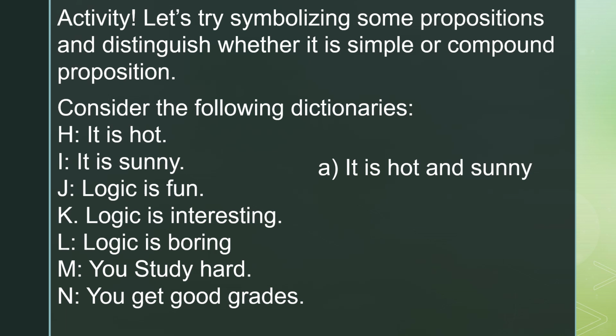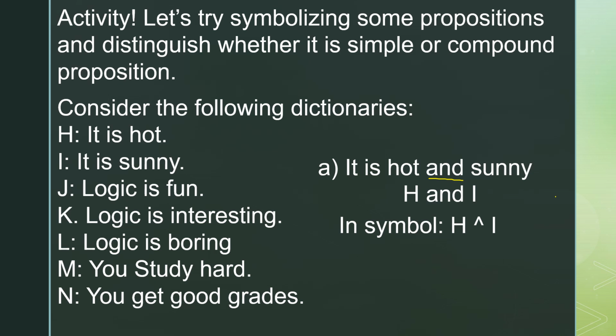Letter A, it is hot and sunny. So in letter A, we have the propositions H and I, and our logical connector is "and." Because we have this "and," our symbol for the logical connector is H and I. In symbols, we have H, then inverse V, then proposition I.